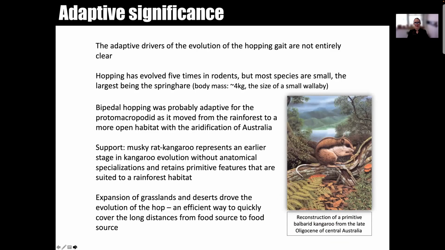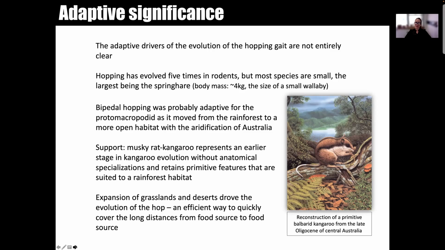So the adaptive drivers of the evolution of the hopping gait are not entirely clear. Hopping has evolved 5 times in rodents, but most species are small, the largest being the spring hare. So the spring hare has a body mass of about 4 kilos, which is the size of a small wallaby.